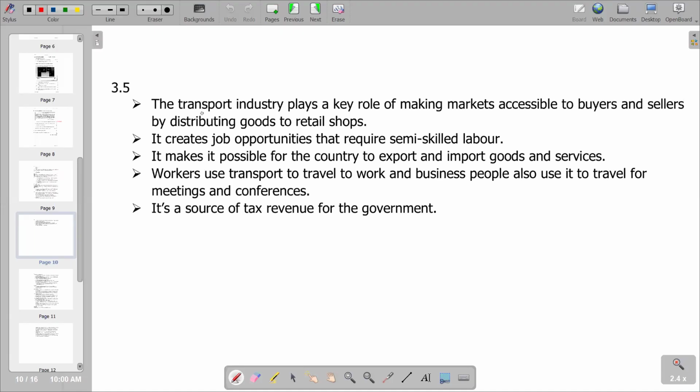The first one is that the transport industry plays a key role in making markets accessible to buyers and sellers by distributing goods to retail shops. It also creates job opportunities that require semi-skilled labor. Then it makes it possible for the country to export and import goods and services. Workers use transport to travel to work, and business people also use it to travel for meetings. Remember, every industry that we have is a source of revenue for the government. So this is what we have on question 3, and obviously our next question will be question 4.